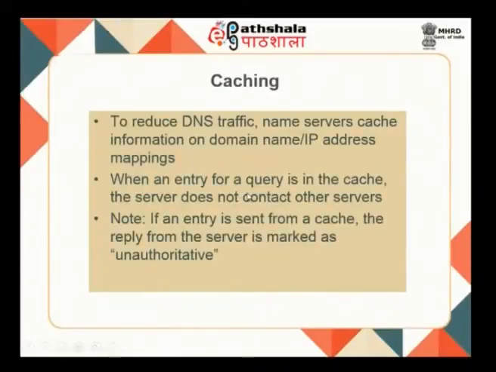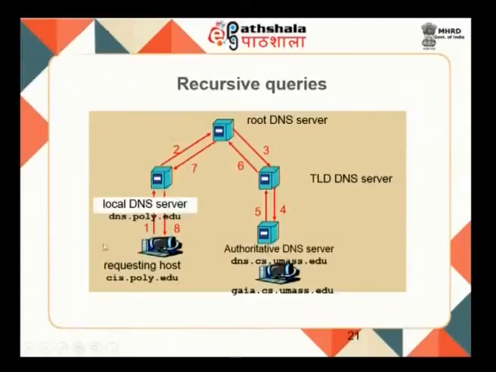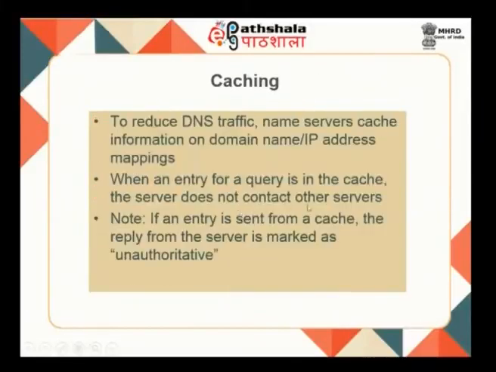Now, once you have the answer, that is, the domain name to IP address mapping, in order to reduce the DNS traffic, the name servers will also cache this information. For instance, our local DNS server here, once it has done this entire resolution and has got the mapping for the gaia.cs.umass.edu server, will keep this information in its local cache. The advantage is that if some other host requests the same domain name's IP address, it can be answered right from this cache without having to go through this entire process. So, you are reducing the amount of DNS traffic that is going out into the network.